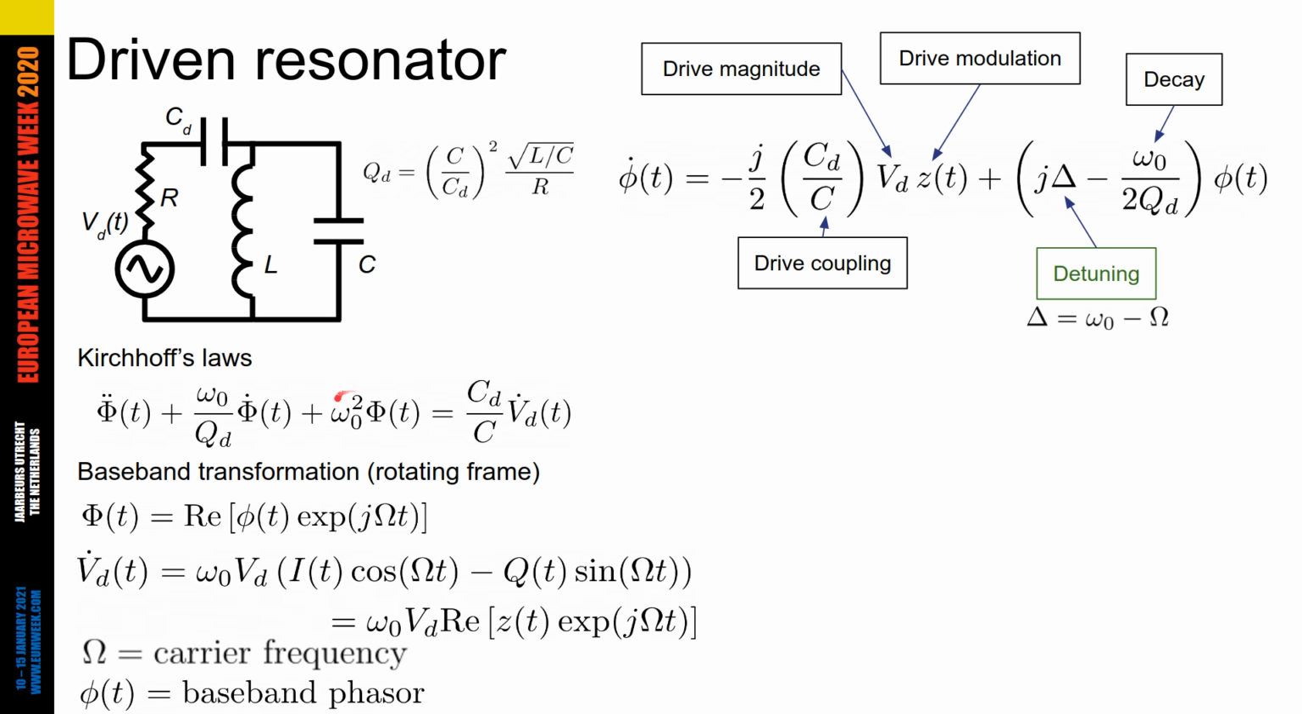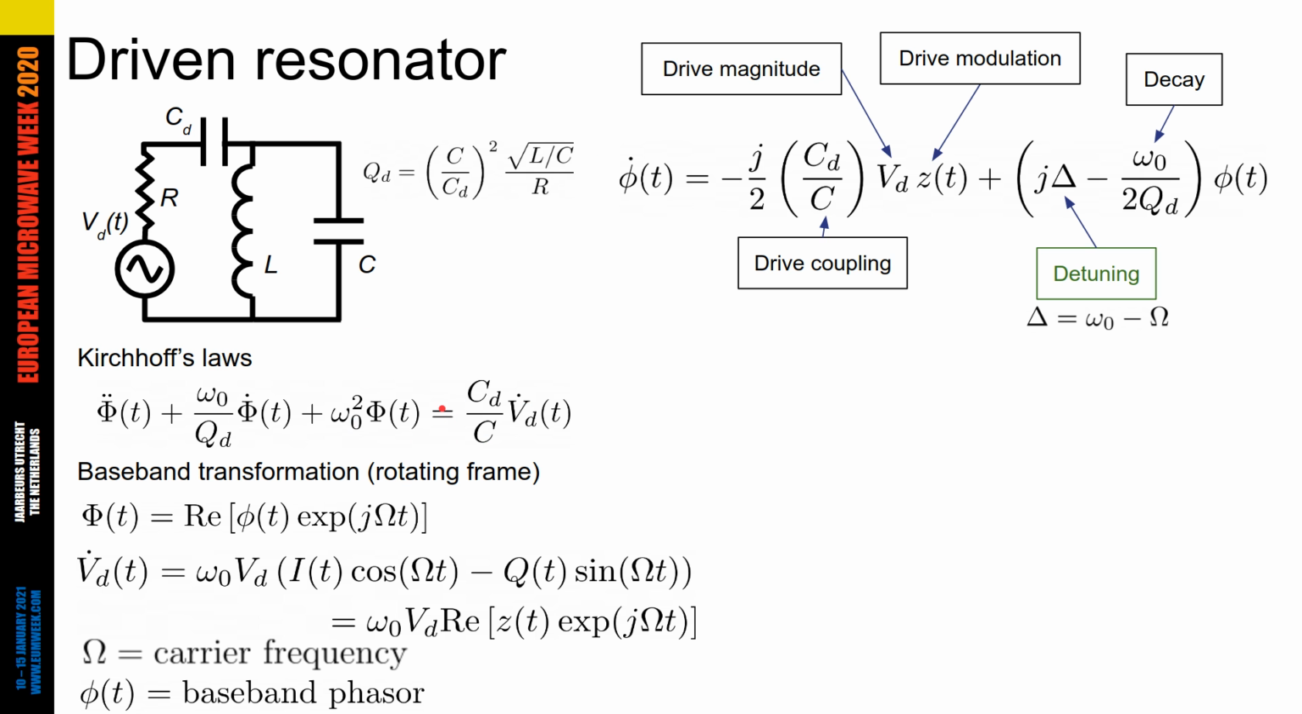Then there's the restoring force term that has omega naught squared, where omega naught is the resonance frequency of the LC. And then we have the drive. So the drive depends on the time derivative of the drive voltage, VD, and then there's a ratio of the drive capacitor and the self-capacitance.